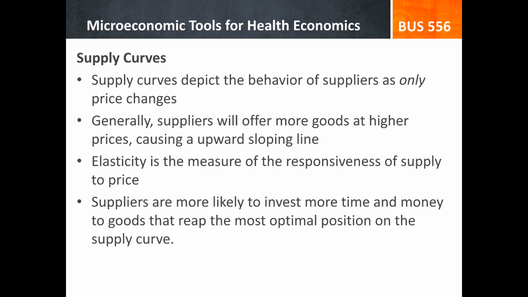On the flip side, we have a supply curve. And the supply curve depicts the behavior of suppliers only as price changes. And in the health economy, suppliers are doctors, hospitals, health clinics, pharmaceutical companies, home health agencies, nursing homes, anyone who's supplying health. Generally, suppliers will offer more goods at a higher price, causing an upward sloping line. So this is what's interesting. A doctor, whether he wants to believe it or not, from a health economics perspective purely, will want to see more patients if they're getting paid more money.